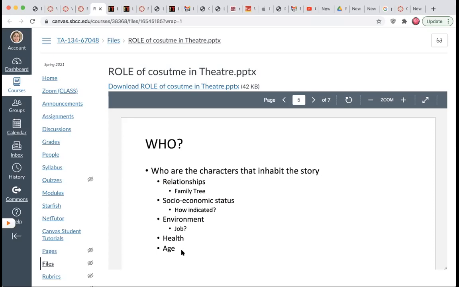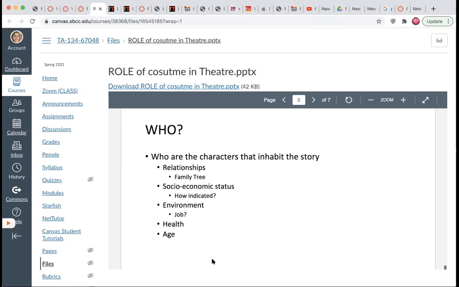And what age are they? Sometimes age indicates high status, but it can also indicate low status depending on what their socioeconomic status is. By a certain age, we expect someone to have attained a certain kind of appearance or a certain kind of wealth. So those are things that are critically important.